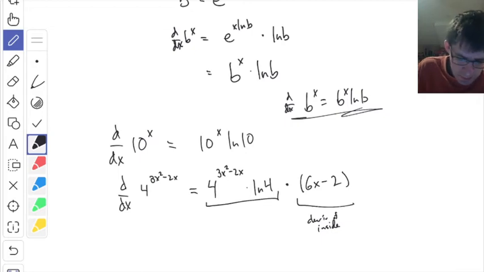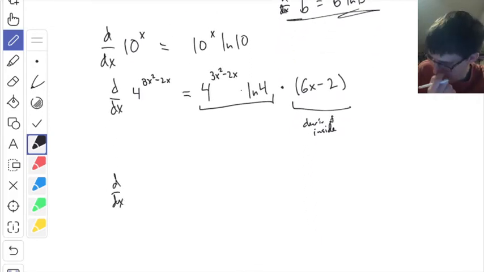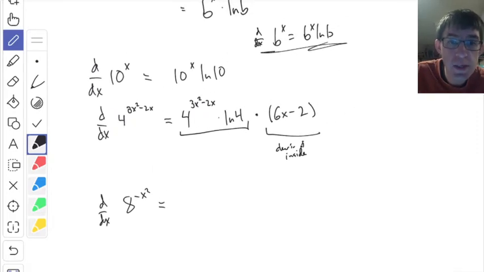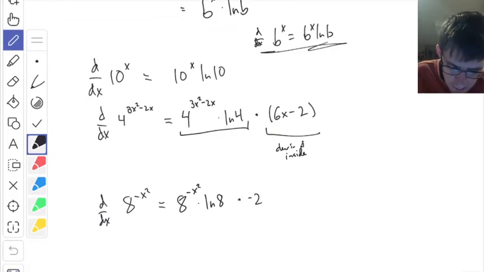Here's another one. How about the derivative of 8 to the power negative x squared? Same idea. We begin by doing the formula directly, which is when you see the derivative of b to the x, you get b to the x ln b, first of all. So this is going to be 8 to the minus x squared again, times ln of 8. That's the derivative of the exponential part. And then separately, I multiply times the derivative of the inside of the exponent, which in this case is times negative 2x, like that. And that's how we do the derivative of an exponential function.